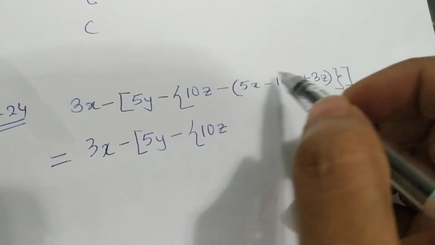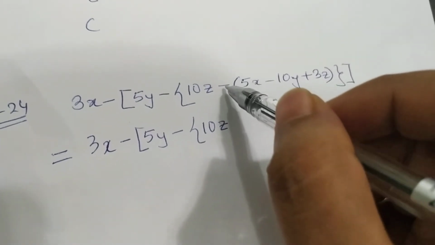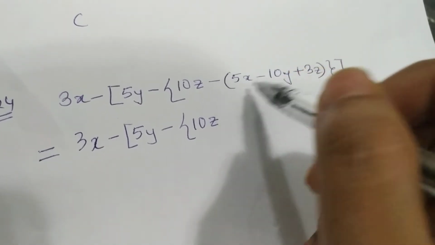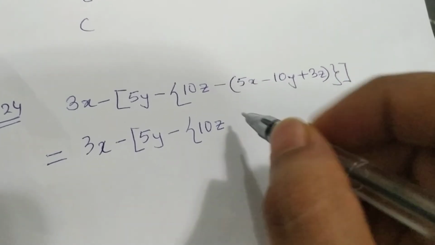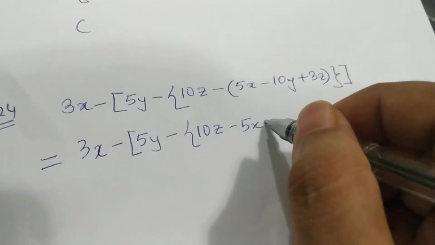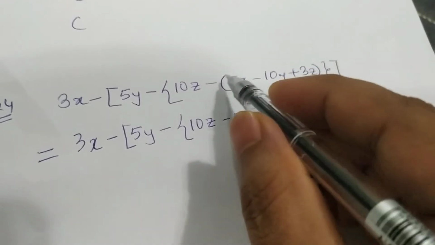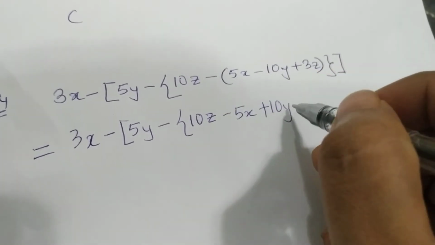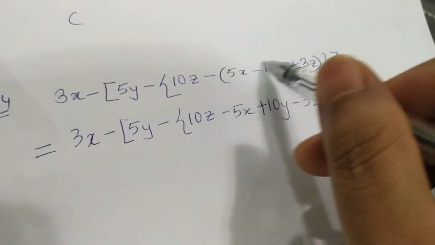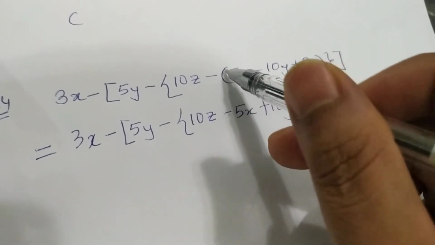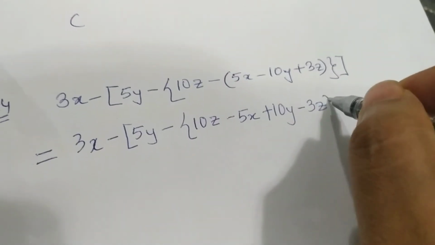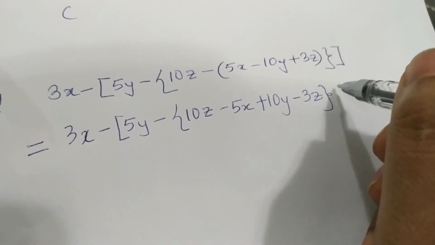Now since we are going to remove this first bracket, I will need to multiply this minus with all of the terms in between the first bracket. So minus into 5x is minus 5x, minus into minus 10y is plus 10y, minus into plus 3z is minus 3z. So the part which is in the first bracket, I have removed the first bracket just by multiplying the minus sign with all of these. Done.